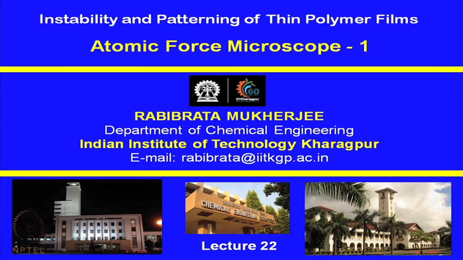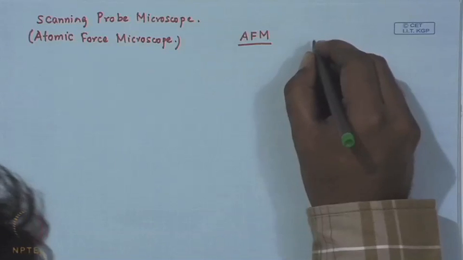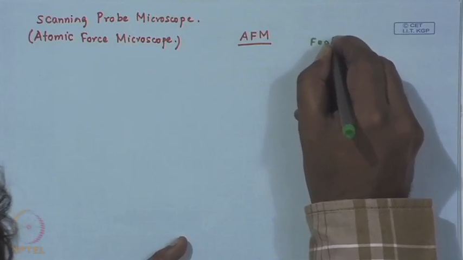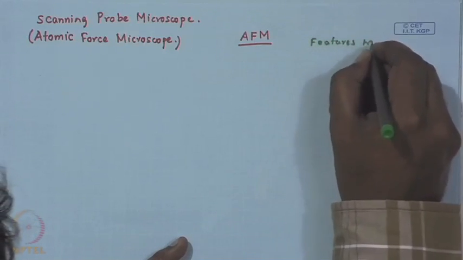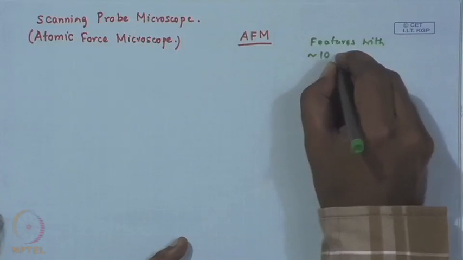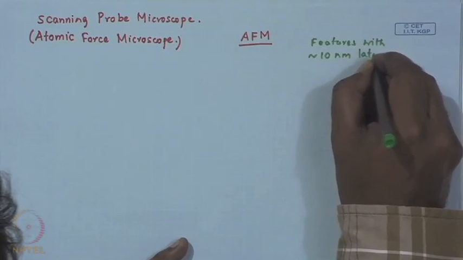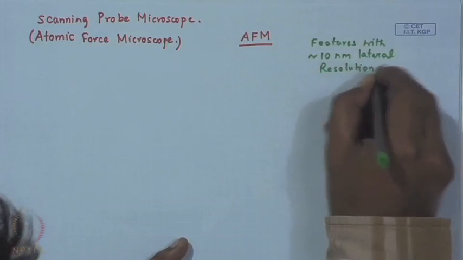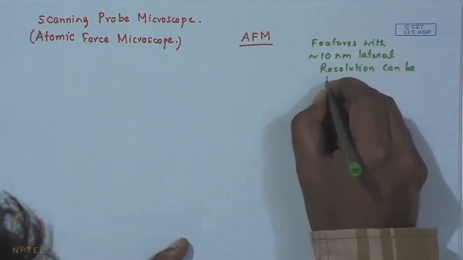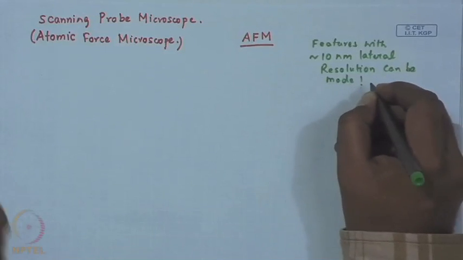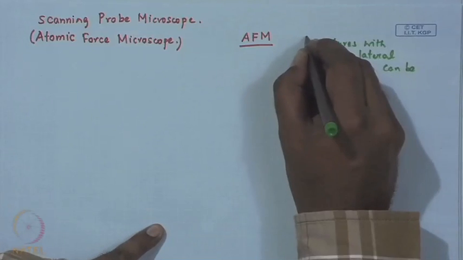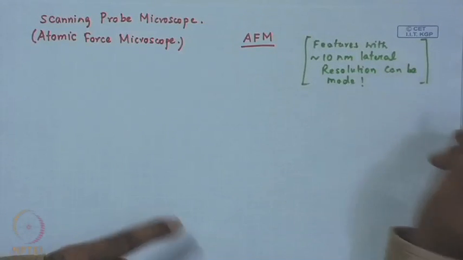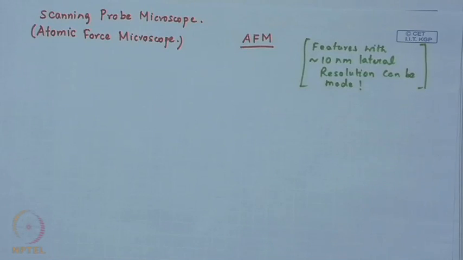But if you remember the last couple of slides about soft lithography, we talked about features with 10 nanometer lateral resolution that can be made by soft lithography. So, the critical question to ask is, how does one see these structures? I mean, you might have made something, but how really does one see this?